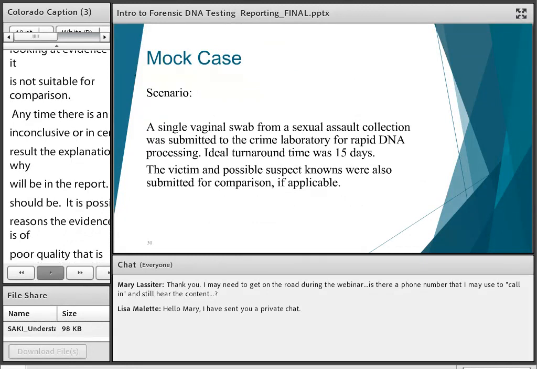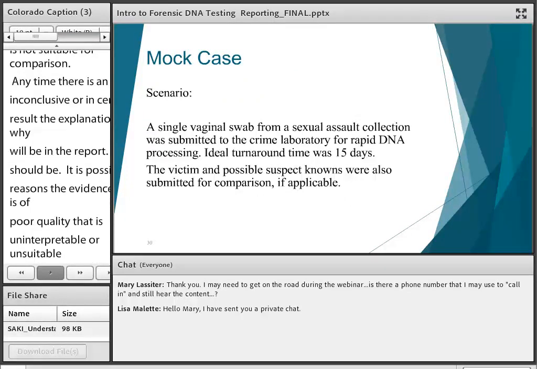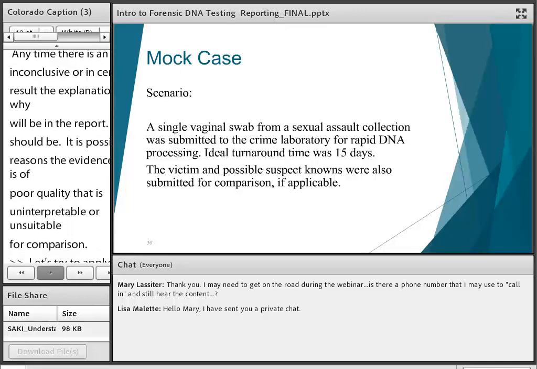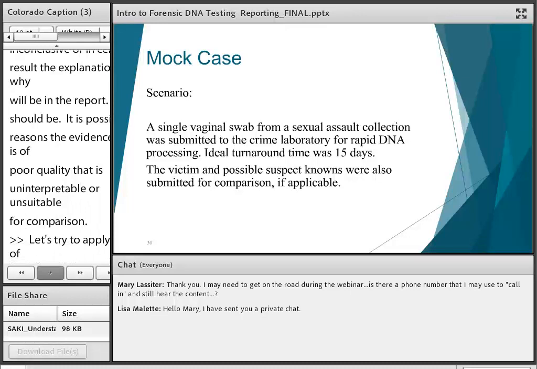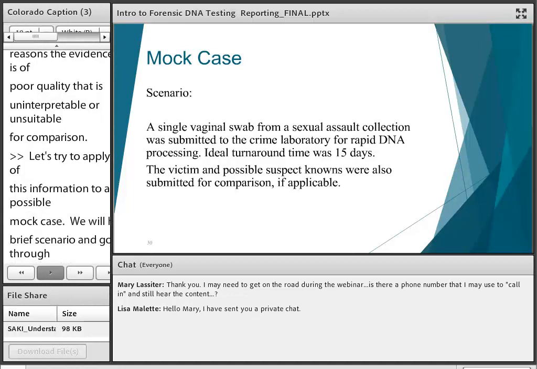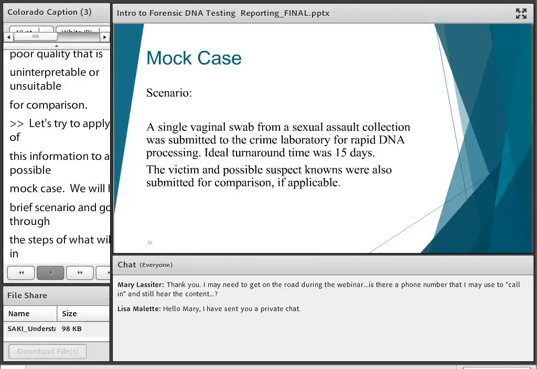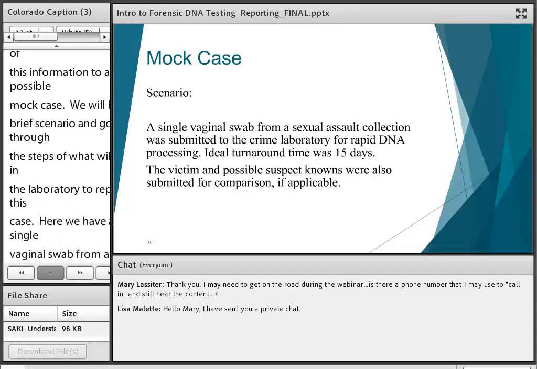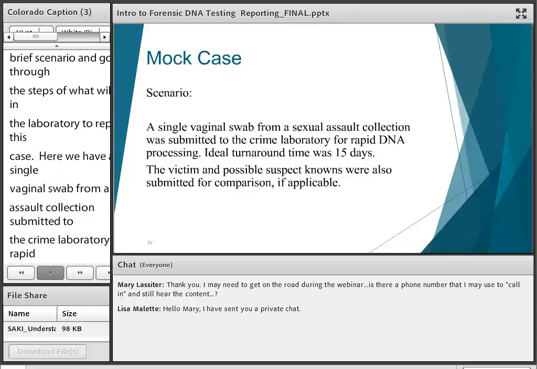Okay, let's try to apply some of this information to a possible mock case. We'll just have a brief scenario and then go through the steps of what's going to occur in a laboratory to report this case. So here we have a single vaginal swab from a sexual assault collection submitted to the crime laboratory for rapid DNA processing. By that I just mean there is an ideal turnaround time of 15 days. And the victim and possible suspect knowns were also submitted for comparison if applicable.